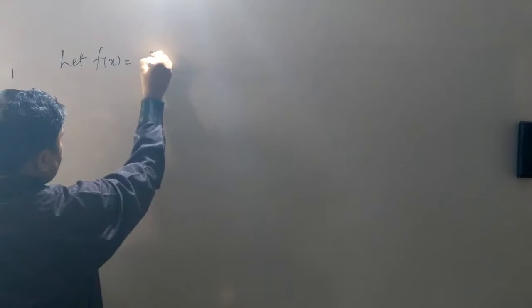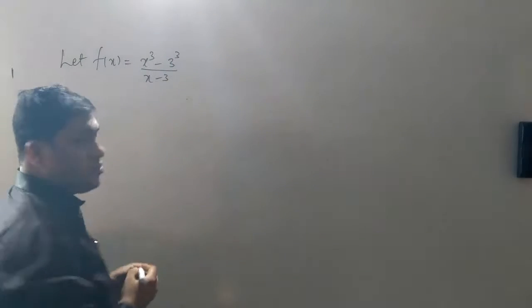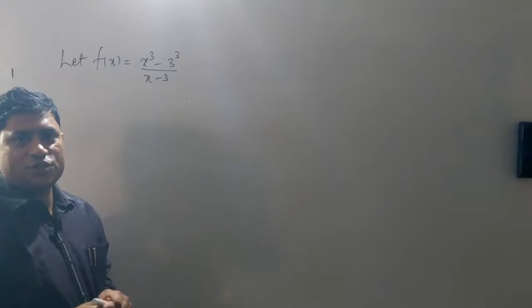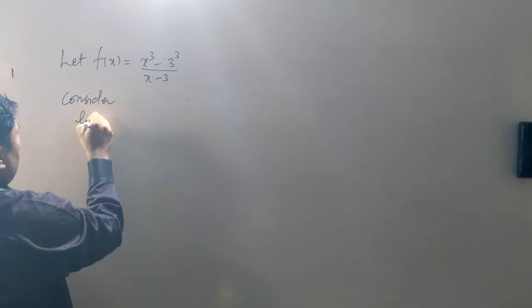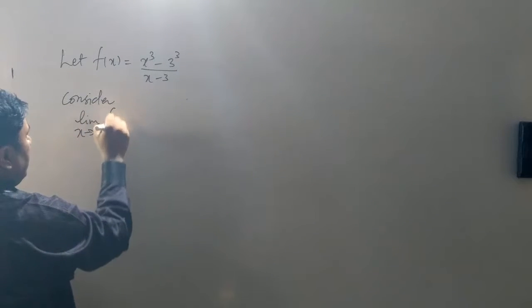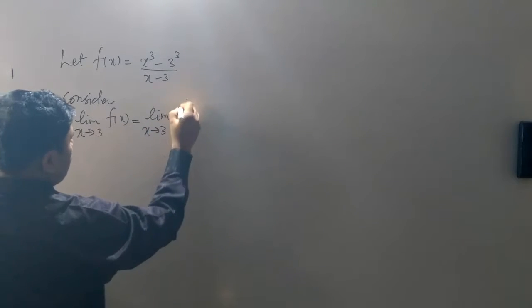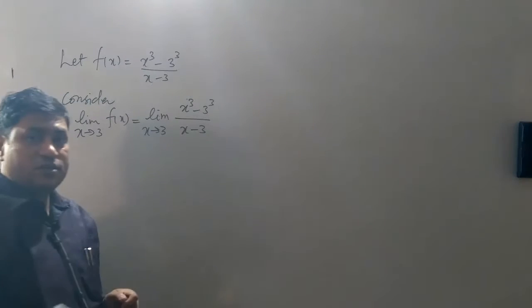Now we consider one more example. Let's consider f of x is equal to x cube minus 3 cube upon x minus 3. So we want to find out the limit for this function as x tends to 3. Then we consider limit x tends to 3 f of x. So this is equal to limit x tends to 3 x cube minus 3 cube upon x minus 3.